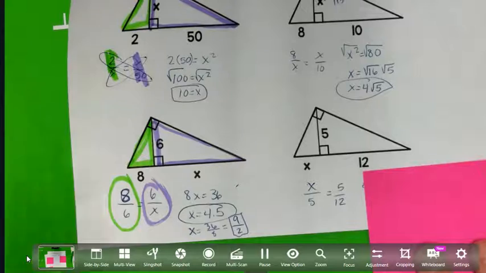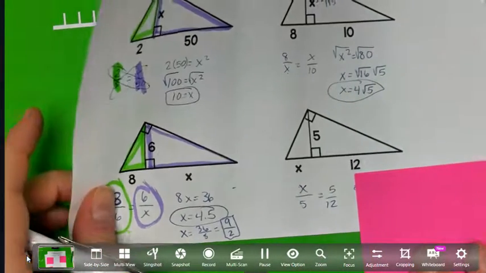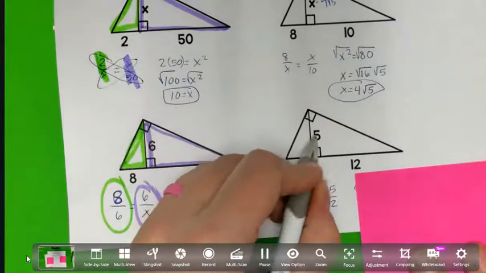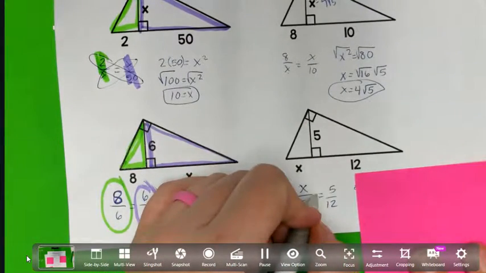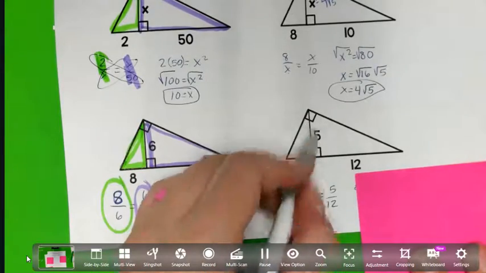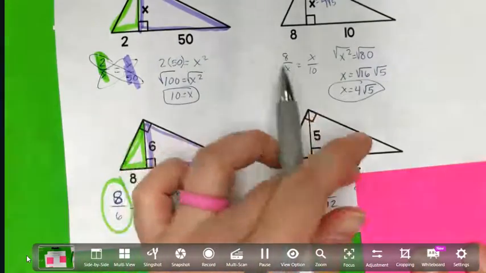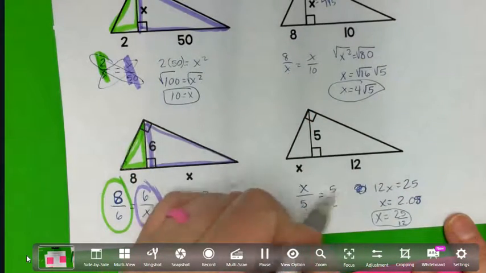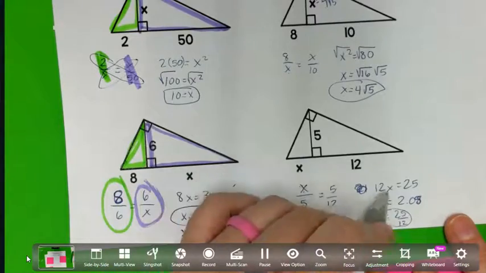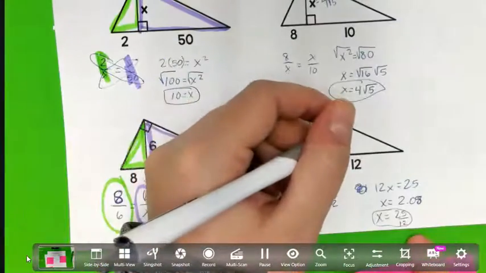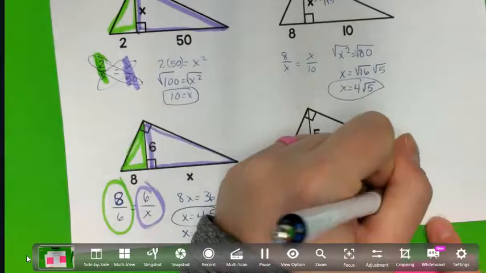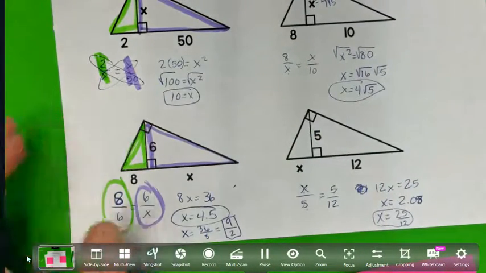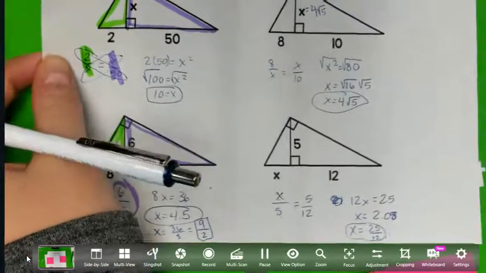Okay. The last one for this page, and then we only have one more page left. We have x over 5. Okay, that's my short leg over my long leg. It's equal to 5 over 12. So for this triangle, it's 5 over 12, short leg over long leg. When we cross multiply, we're going to get 5 times 5 is 25, x times 12 is 12x. When we divide, we get 25 over 12, or 2.08. And that is the geometric mean.